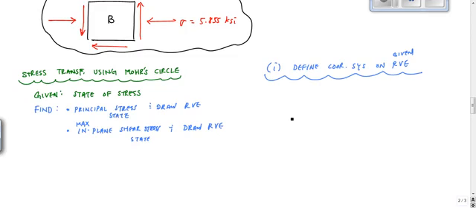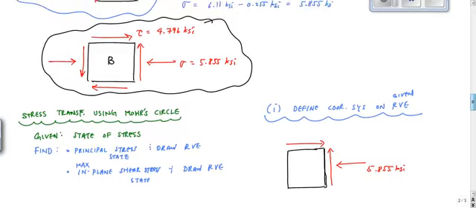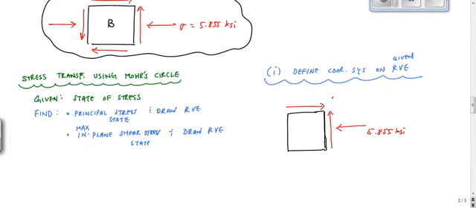In this case, I'm just drawing my RVE out right now. Right here I have a stress like this: this is 5.855 KSI, and the shear stress was 4.79. Let's just use 4.8 KSI and 5.9.